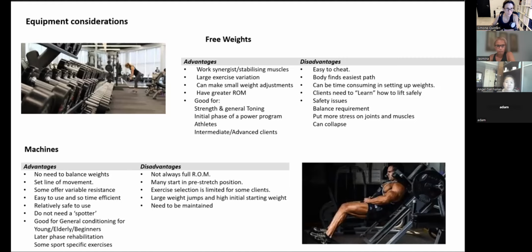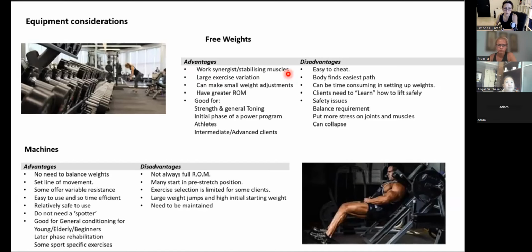And the advantages here, I take my laser pointer. So it works your synergist and also your stabilizer muscles. Because when you go for, let's say, a seated leg extension, for example, you're doing an isolation, you're doing a leg extension.